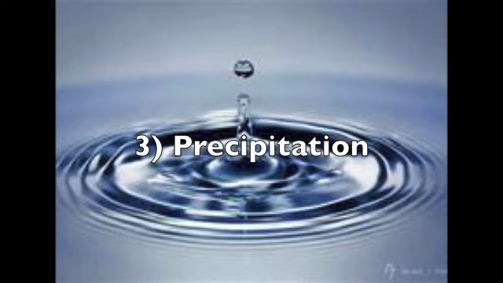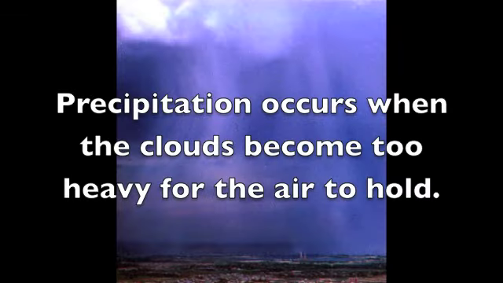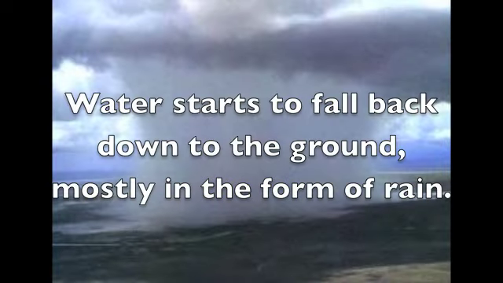Step 3 of the water cycle is called precipitation. When too much water condenses, the clouds become heavy. Precipitation occurs when the clouds become too heavy for the air to hold and water starts to fall back down to the ground, mostly in the form of rain.